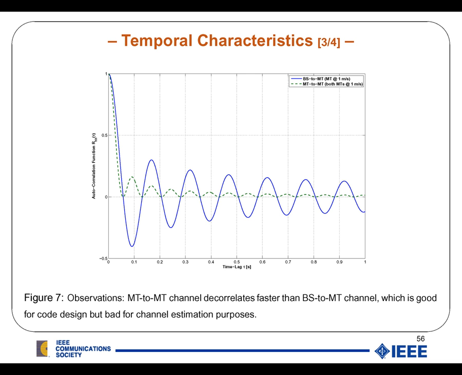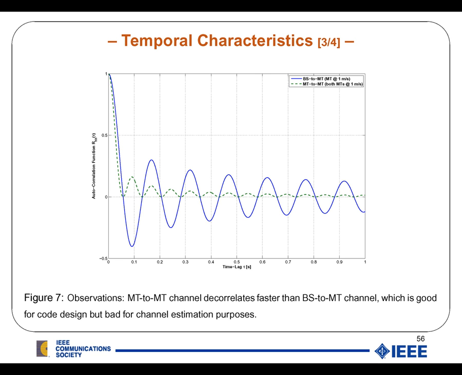Now if we look at the temporal characteristics, where I plot here the autocorrelation function versus the time lag, I plot for you the traditional base station to mobile terminal Bessel function, where we assume that the mobile terminal moves at 1 meter per second, and also the green dotted line is the regenerative relaying channel, where both mobile terminals move at a speed of 1 meter per second. And as you can see, that function here goes down to zero much faster. Therefore, my regenerative relaying channel decorrelates faster than my traditional base station to mobile terminal channel.